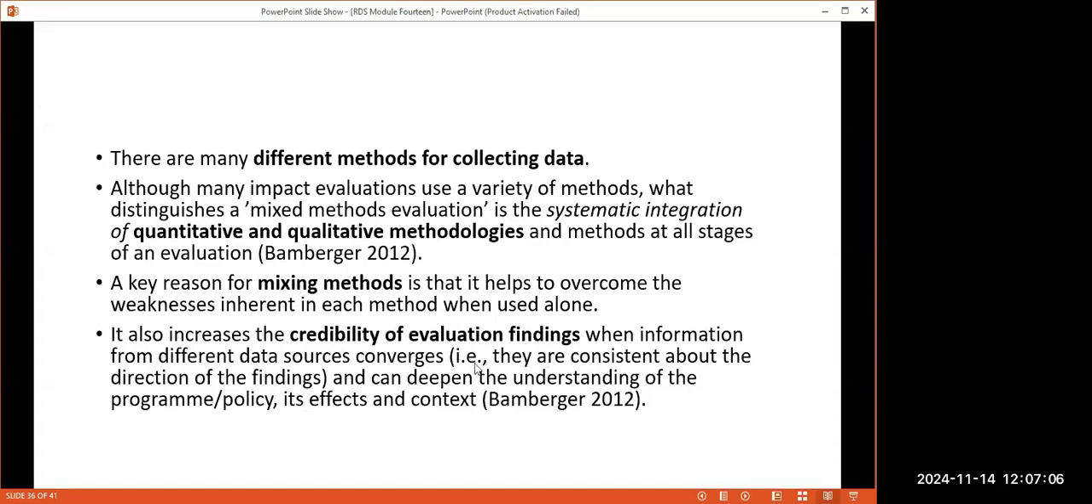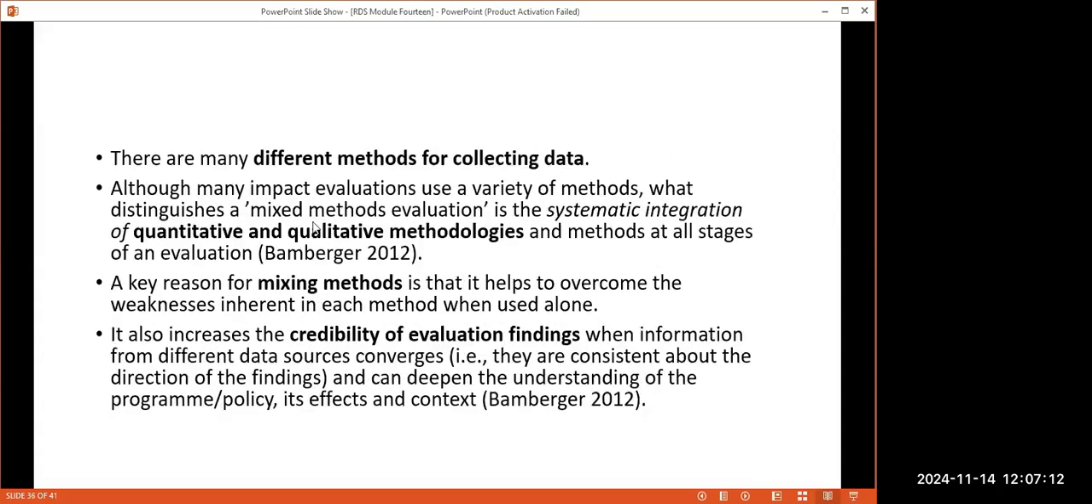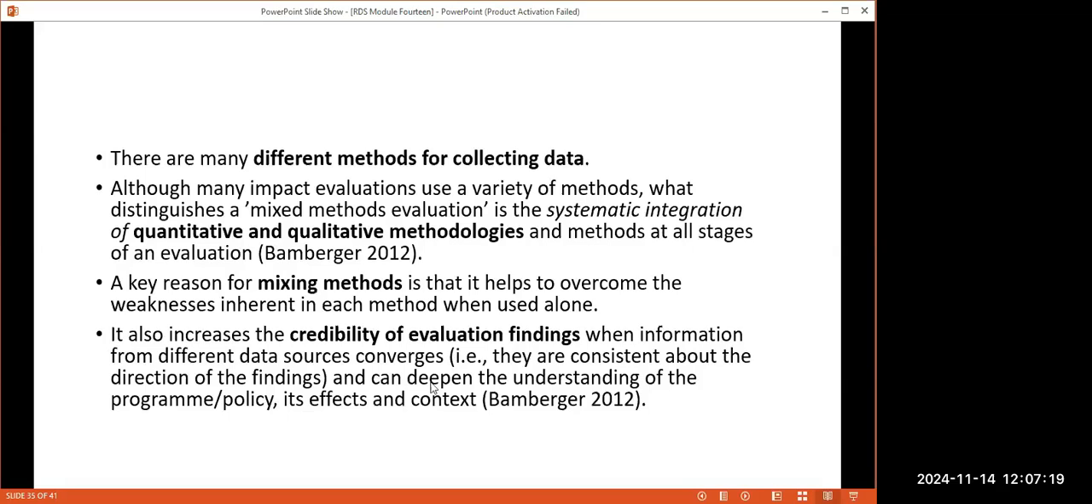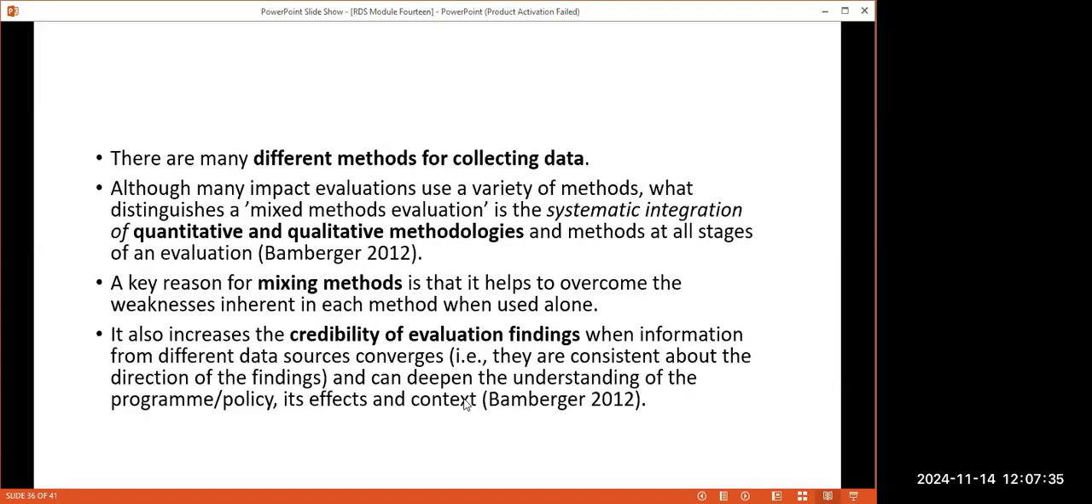So we have different methods of collecting information. There is, for example, survey, interviews, records, observation. These are different methods of data collection. Some are quantitative, like survey. Key informants is qualitative. Project records may be both qualitative and quantitative. Observation is qualitative. So we have what we called earlier mixed methods, which is about using the qualitative and quantitative approach.